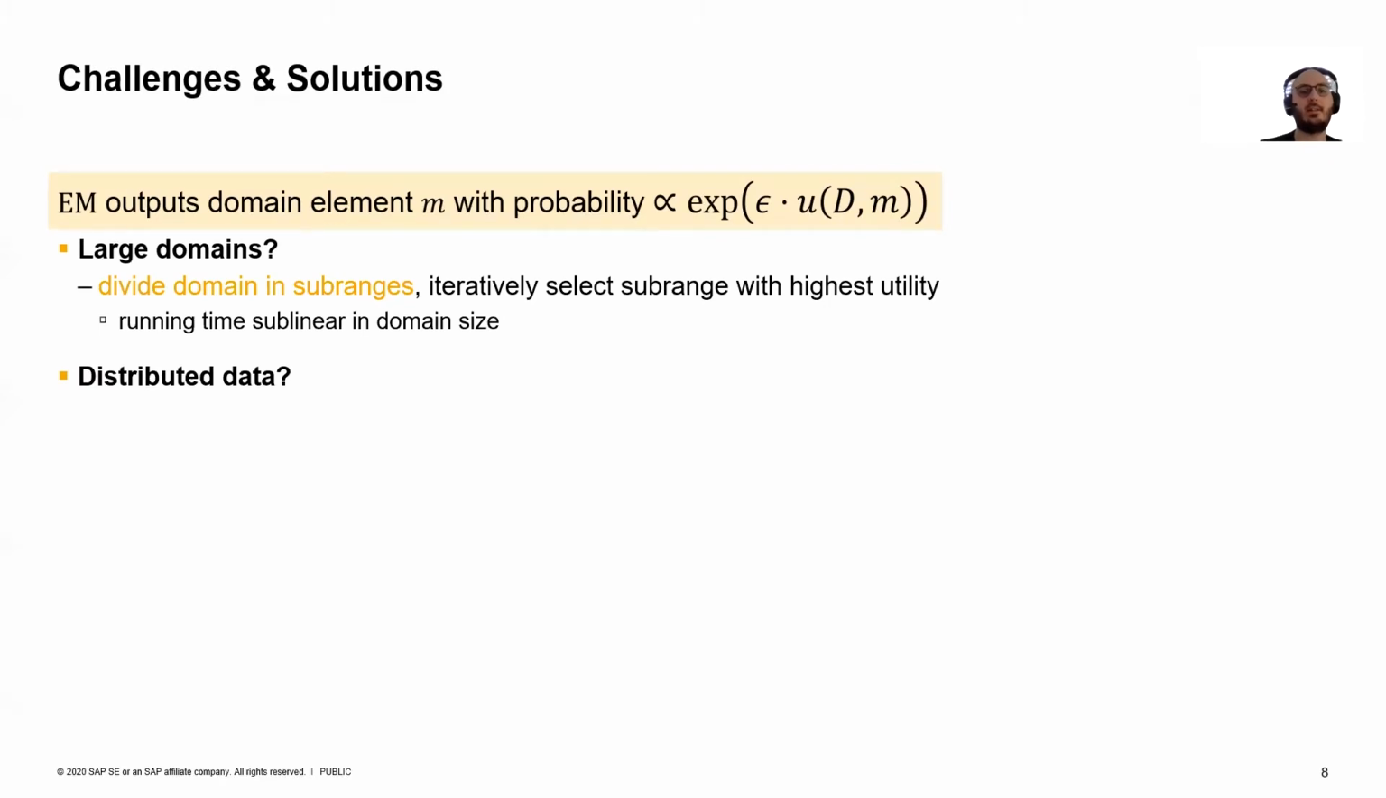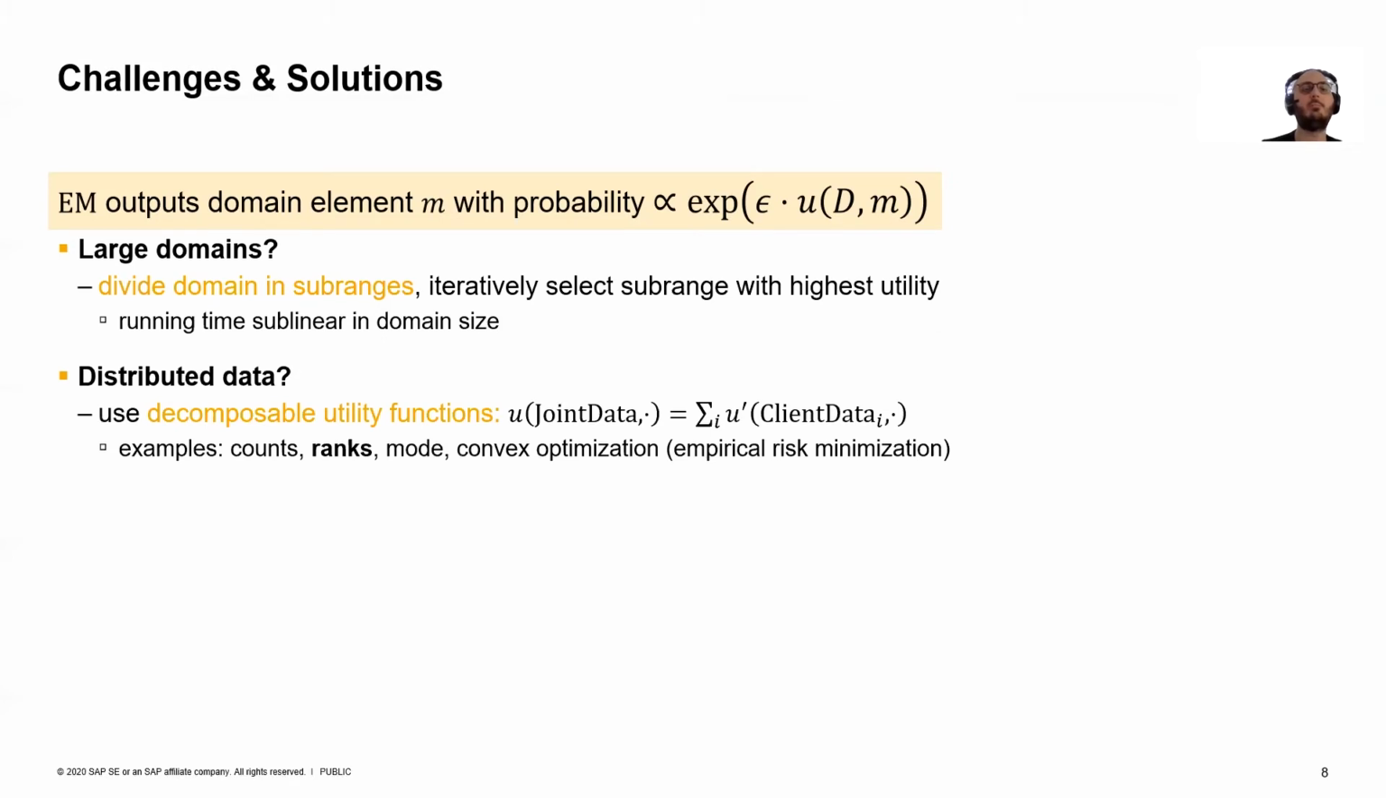How can we handle distributed data? Recall, we do not have a trusted third party, no central entity that has access to all of the data in clear. So how can we perform a distributed computation that still gives us the utility of all the data? Well, we use something called decomposable utility functions, as used in MapReduce style frameworks. Basically, a utility function over the joint data can be expressed as a different function evaluated on the client data, and the sum of those evaluated functions gives us the utility of the joint data.